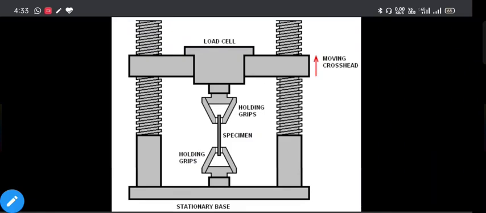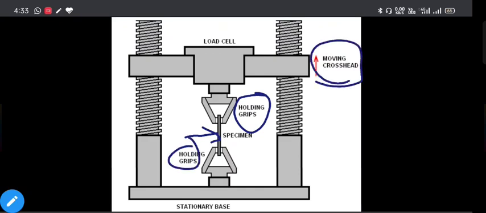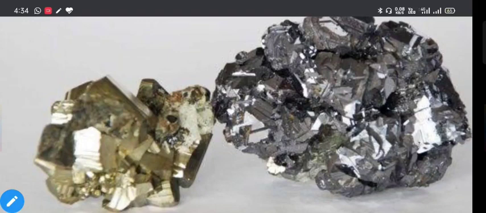So here is an instrument which can measure the tensile strength of a material. As we can see here, we have our specimen and two different holding grips, and as this moving crosshead unscrews, this gap will increase. That means stretching will be applied on this specimen, and we are going to measure the amount of force applied. If a substance is high tensile, then you will get a comparatively higher answer without the breaking of the specimen.